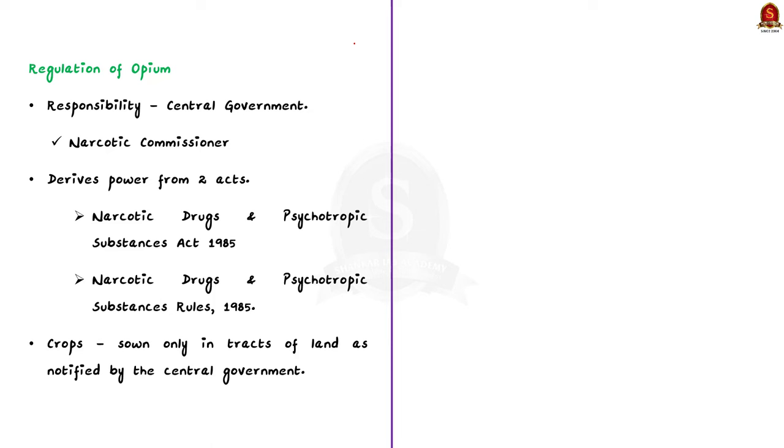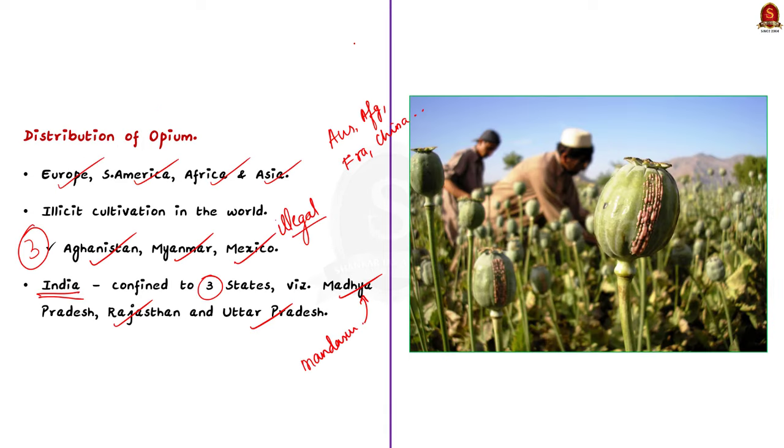There has been a decline in OPM production over the years. So this made India heavily dependent on imports of OPM. In order to address this decline in OPM production, India has opened the cultivation of OPM to private players.